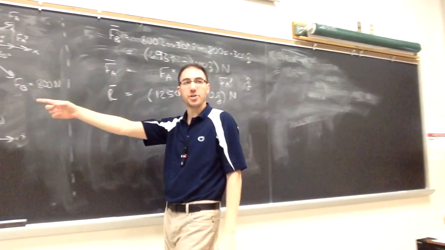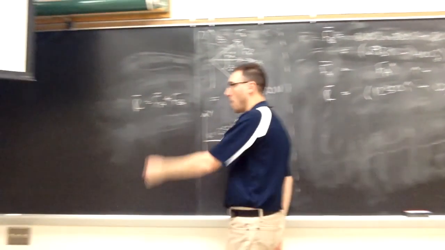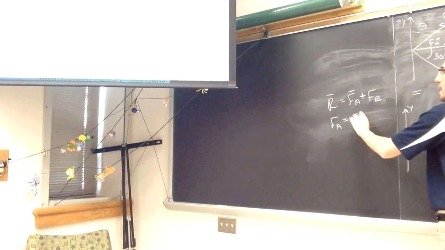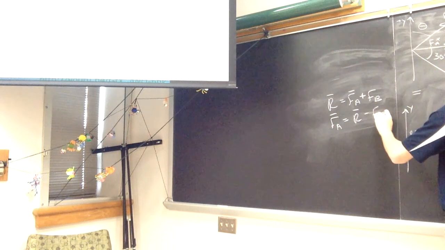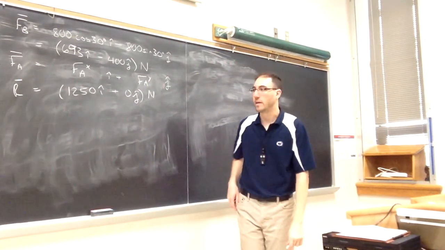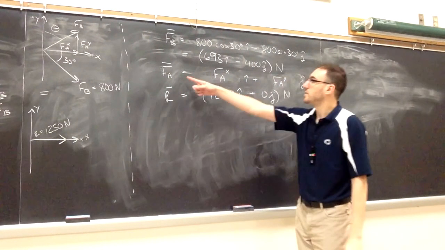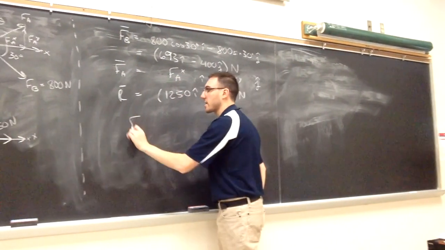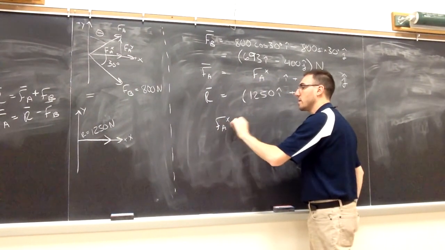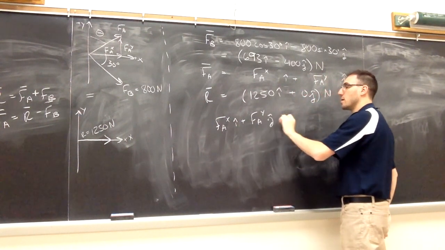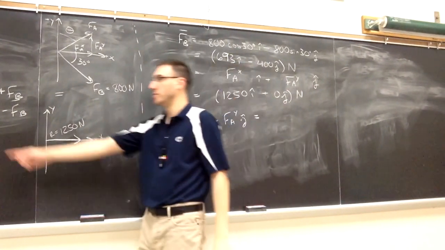We know this relationship is true, that R is FA plus FB. Since we're looking for things inside FA, we can rearrange this vector equation and say it's just going to be our resultant minus the vector FB. Okay, so FA is FAX in the i hat direction plus FAY in the j hat direction. So that's my left side of this equation.